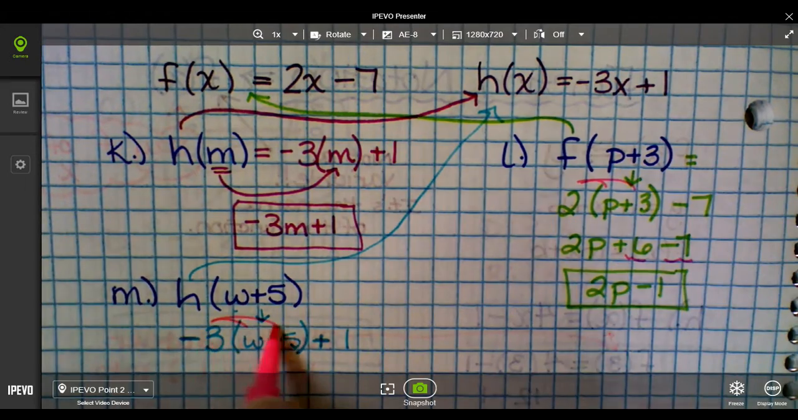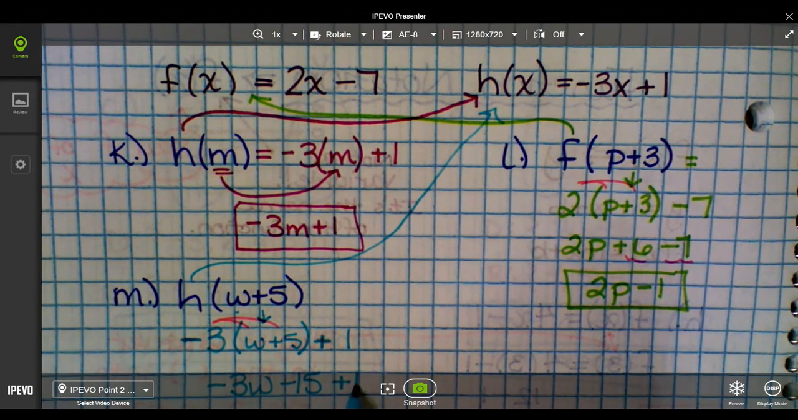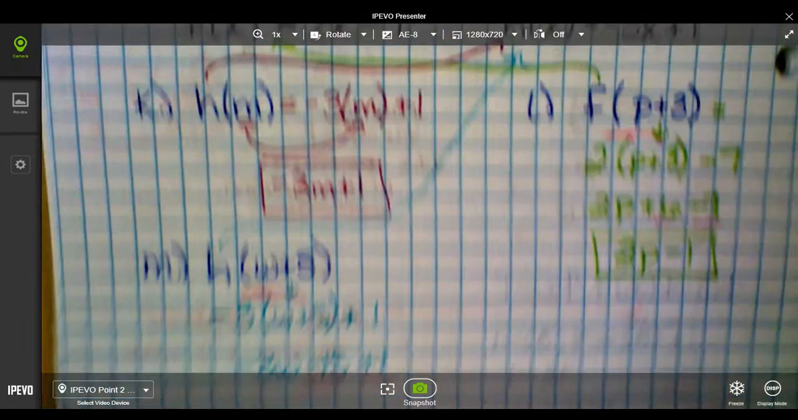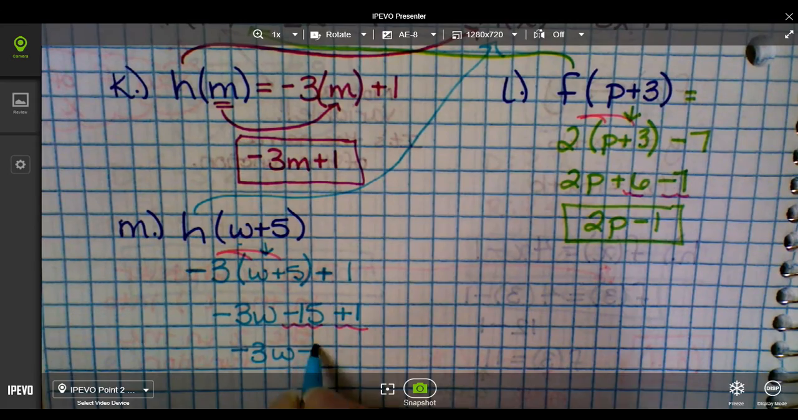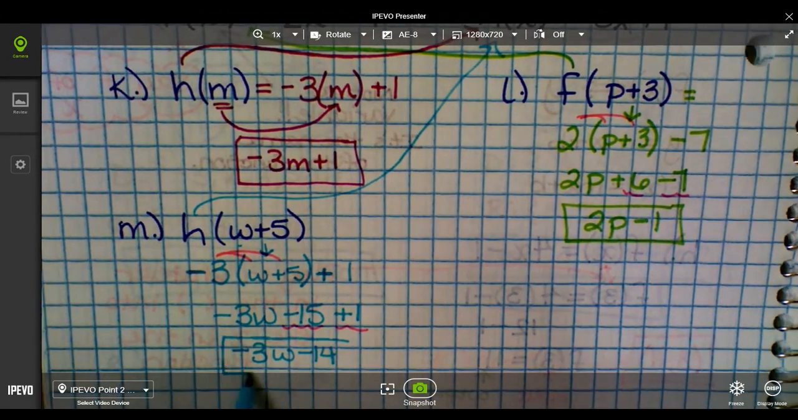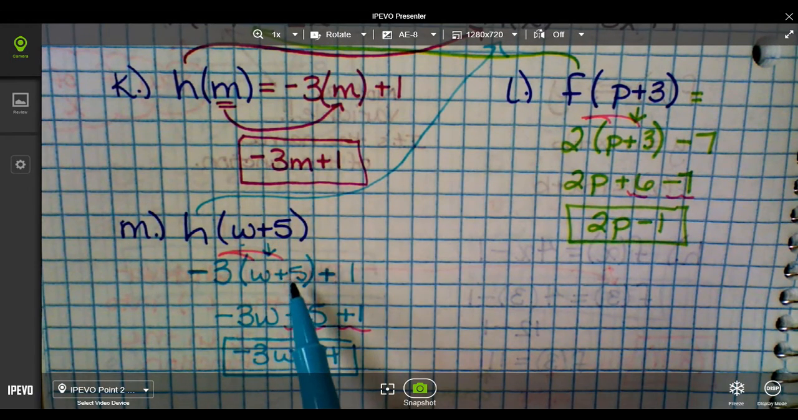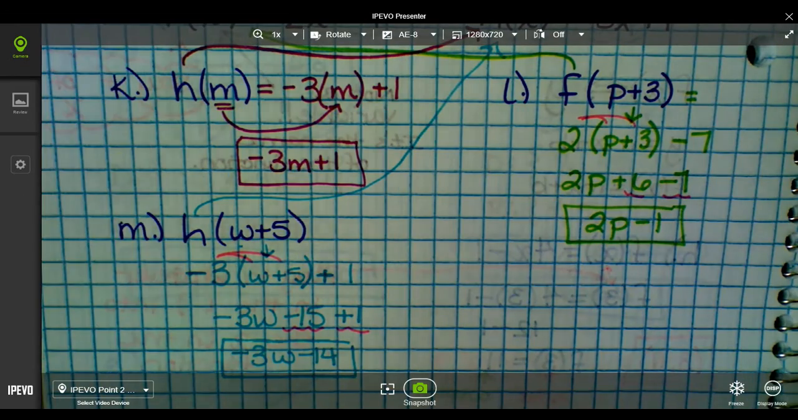Then I distribute negative 3w. And then negative 3 times positive 5 is negative 15, plus 1. Combine like terms. Oops, hold on. Let me move that down. So negative 3w minus 14. So that is my answer. When I plug in w plus 5 into my h function, distribute, combine like terms, I get negative 3w minus 14.